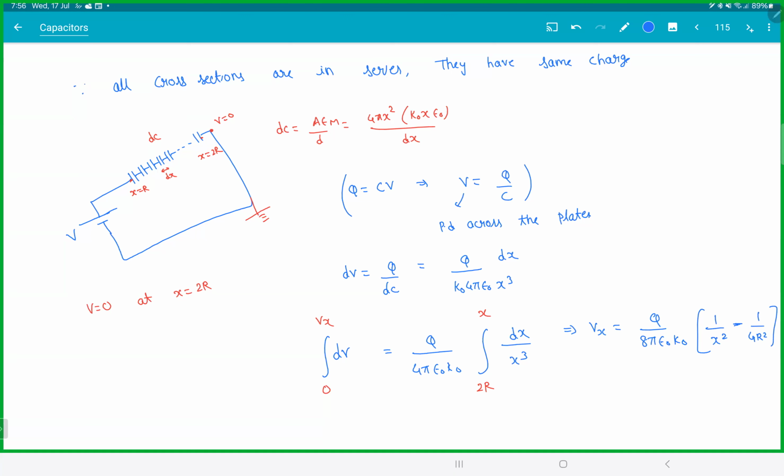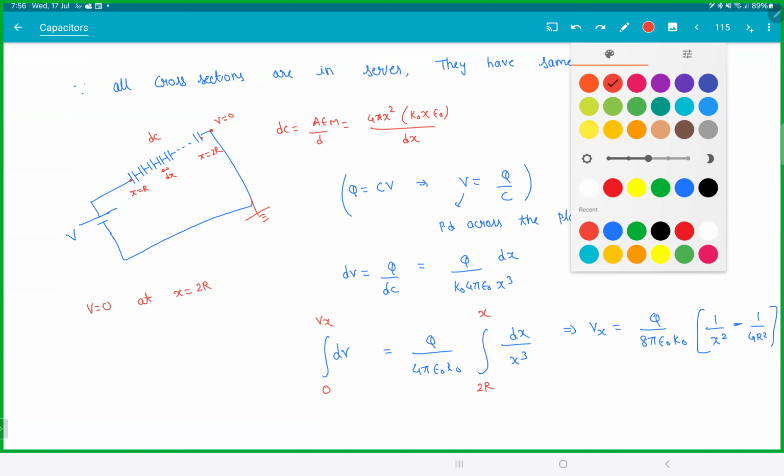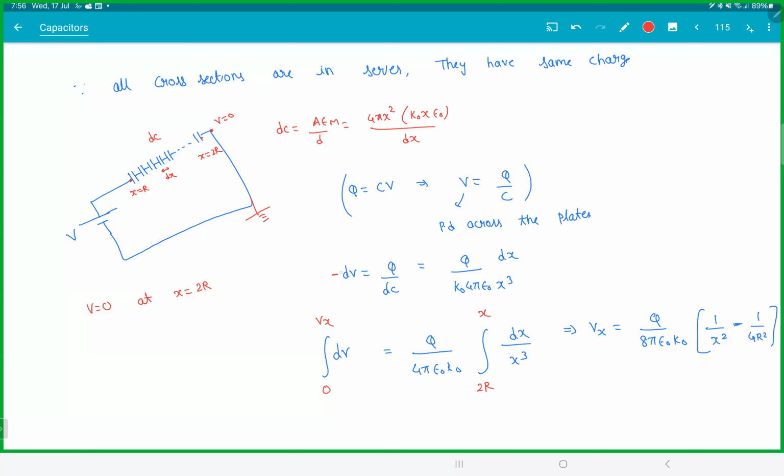So the main idea is this. I can write the small potential difference across the distance dx will be Q by dC. Actually, you'll get a minus sign here since the potential drops. That's why I'm having an issue with the minus sign. As you're going from the positive to the negative plate, the potential drops. Now it comes fine.